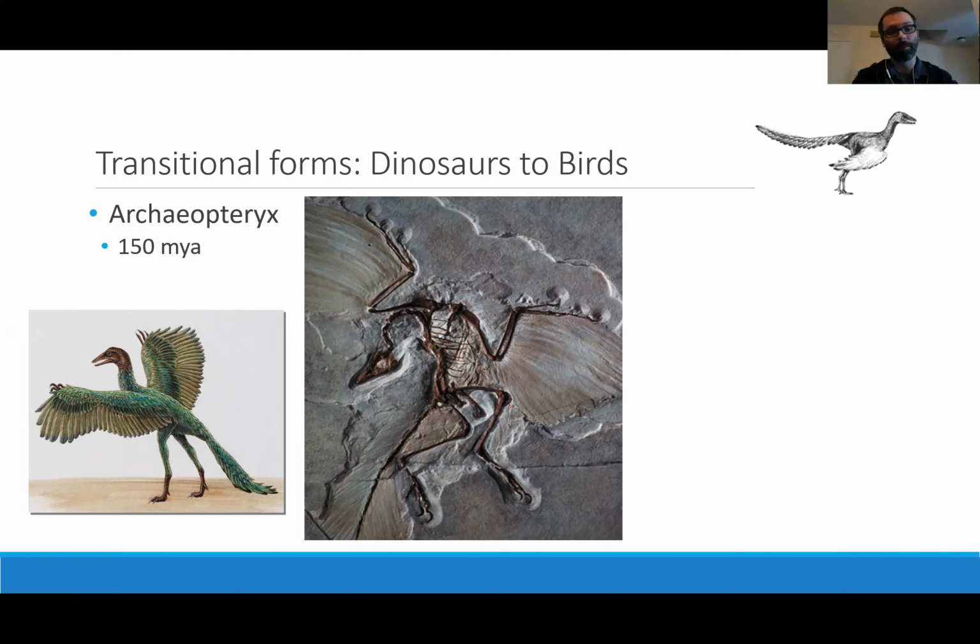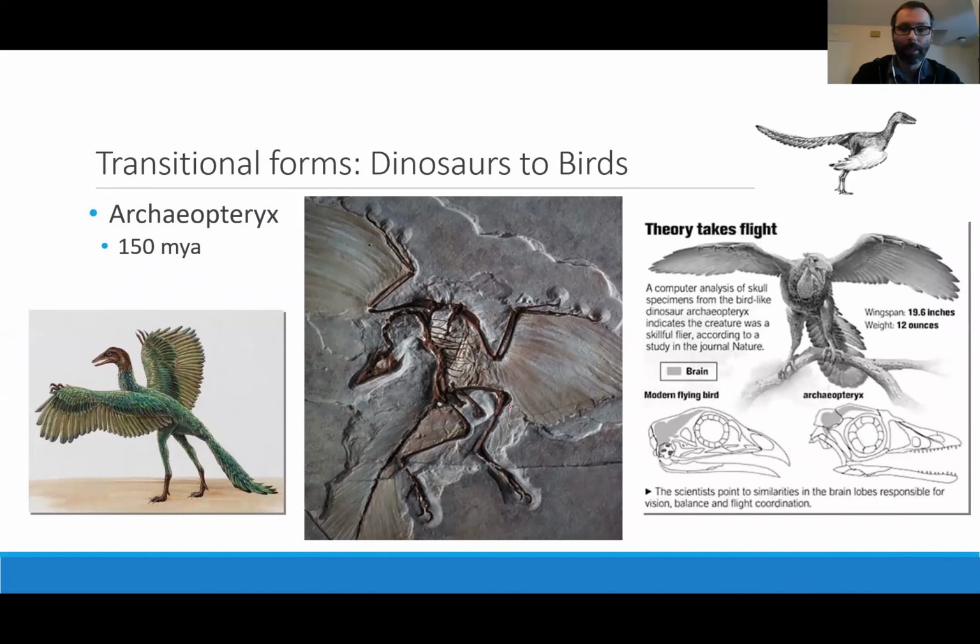But this supports the idea that dinosaurs transitioned to birds, because this is kind of like a half dinosaur, half bird. Now, the thing that makes this one even more unique and special is that its head wasn't completely smashed. And so they were able to put it under an MRI kind of machine and image the inside of its skull, right? So a computer analysis of the skull. And so here's a modern bird, and the gray part here is just the empty spot where its brain is supposed to go.